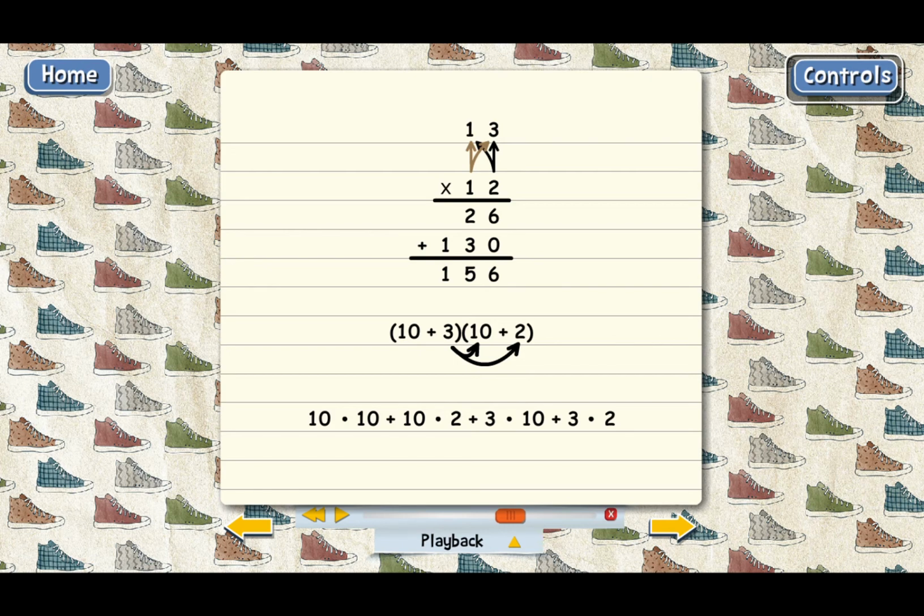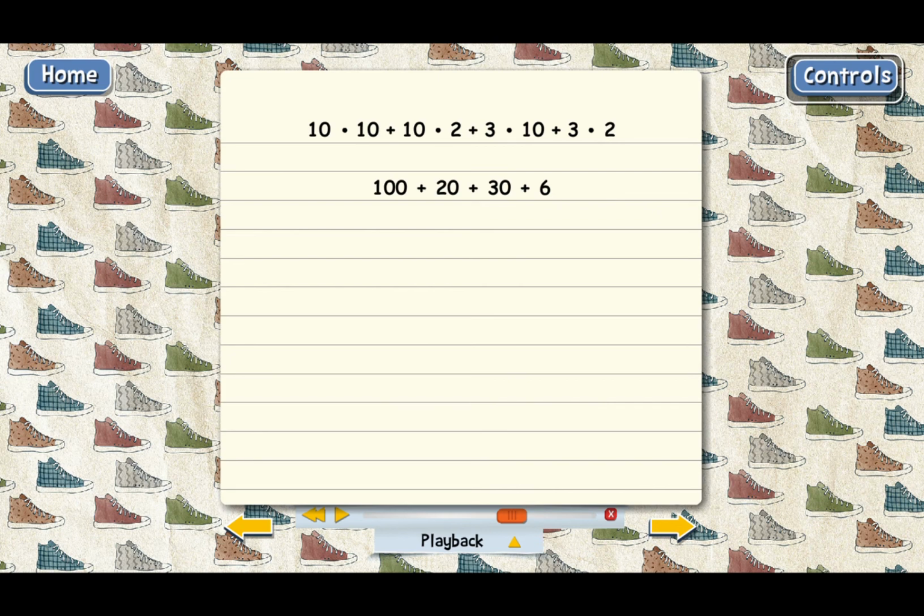Now if we simplify this by multiplying everything out, here's what we get. 100 plus 20 plus 30 plus 6, and then the last step is to actually add. Why don't you do that? Add these numbers up. Good. And we end up with 156, which we know is correct.